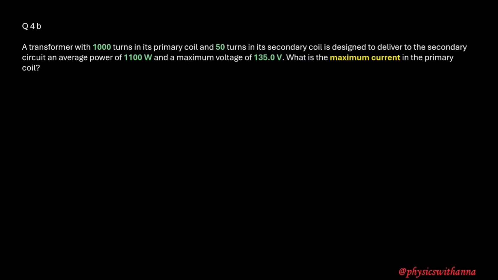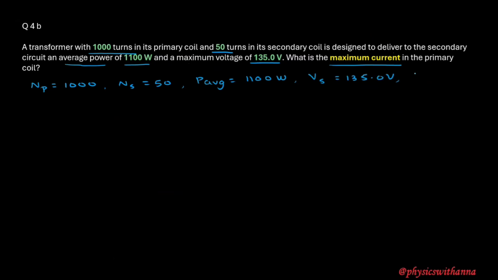Then let's discuss question 4b, which is similar to 4a. Here again, you have a transformer with 1000 turns in primary coil, 50 turns in secondary coil. It is designed to deliver to the secondary an average power of 1100 watt with a maximum voltage of 135 volt, and we need to find the maximum current. So again, NP is 1000 turns, NS is 50 turns, power average is 1100 watt, maximum voltage across secondary is 135 volt. We need to find maximum current across the primary.